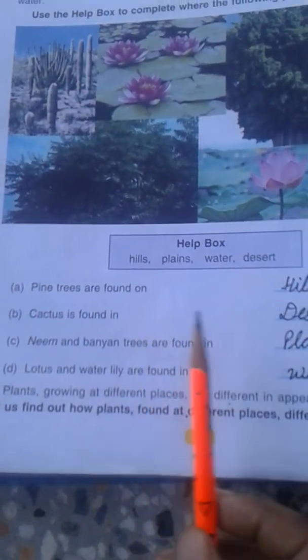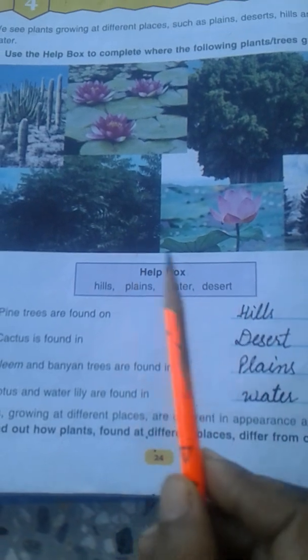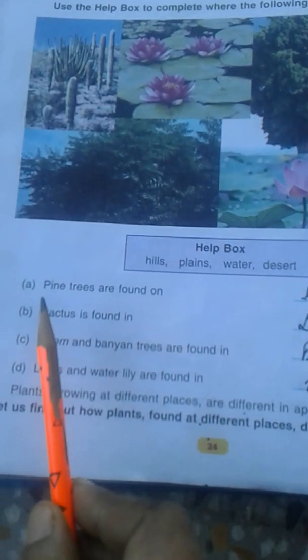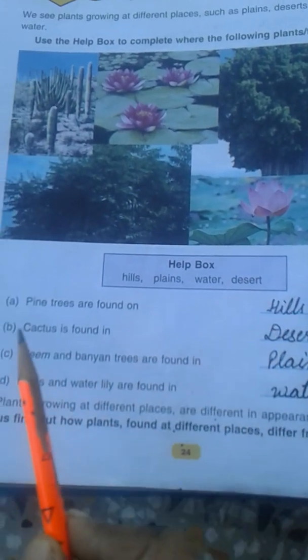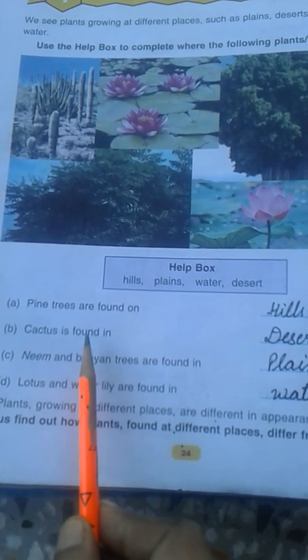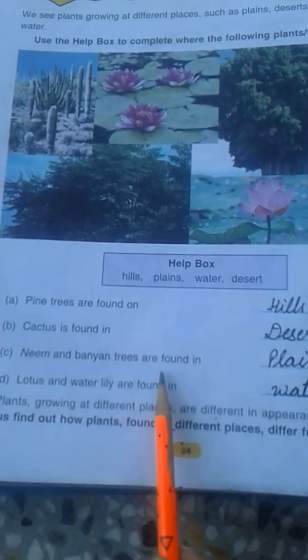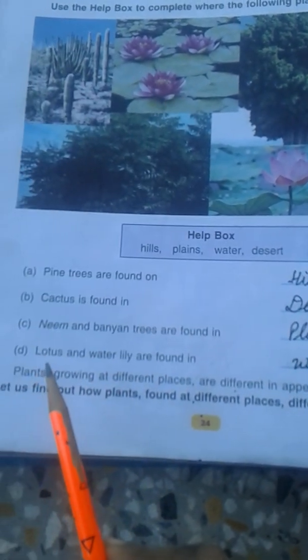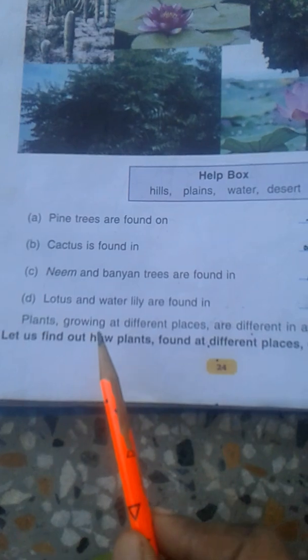Now here is an activity for you. You have to find the appropriate word and fill it here. Pine trees are found in hills. Cactus is found in desert. Neem and banyan trees are found in plains. Lotus and water lily are found in water. Plants growing at different places are different in appearance and structure.